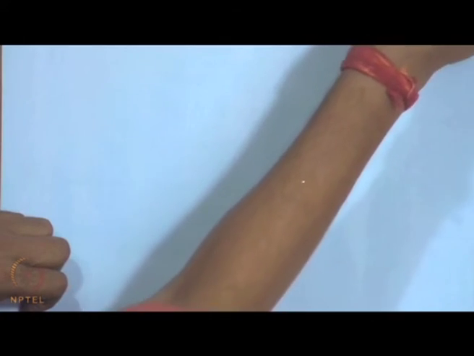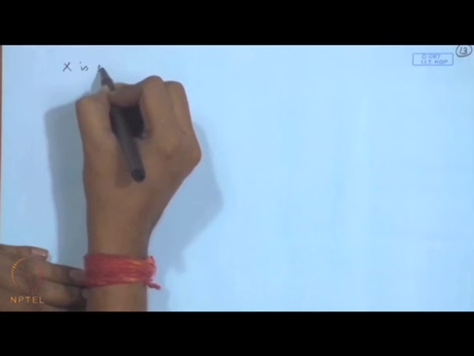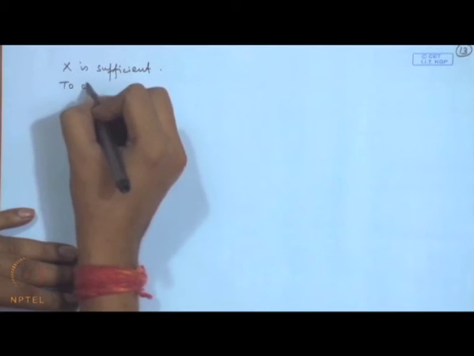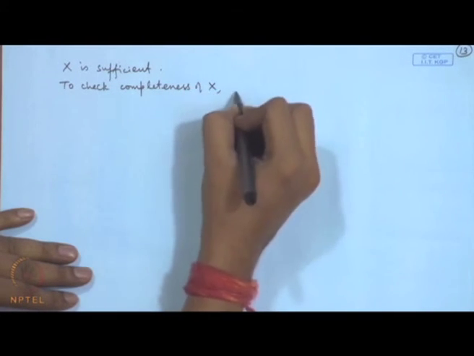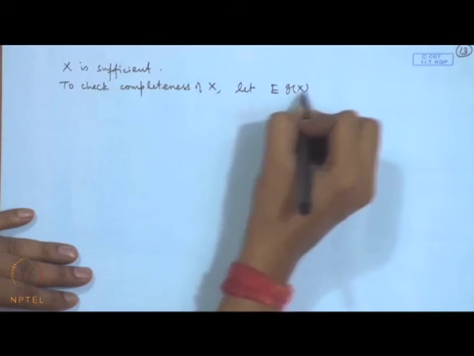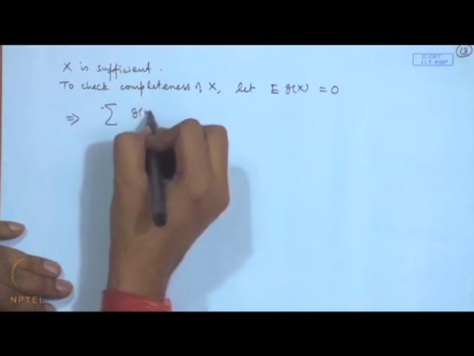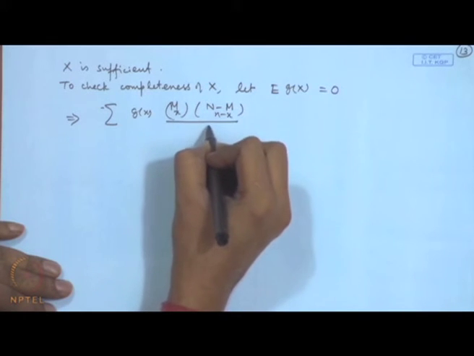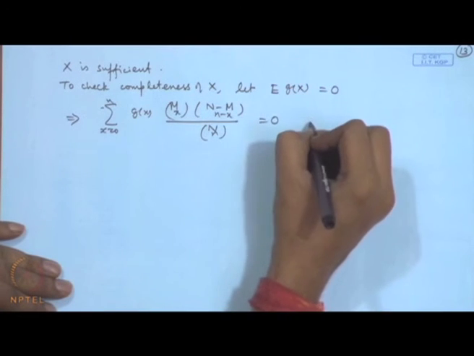If we write down the distribution, it is already in the factorizable form. So, X is certainly sufficient. Let us look at the completeness. To check completeness of X, let us take expectation of a function of X is equal to 0. Then that is equivalent to saying sum of g(x) mCx N minus m C n minus x divided by N C n is equal to 0 for x equal to 0 to n, subject to those conditions, for all m.